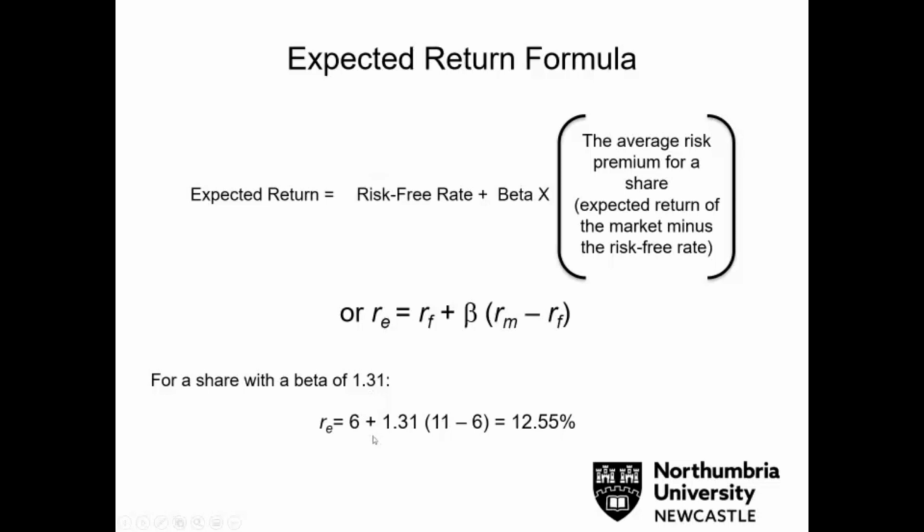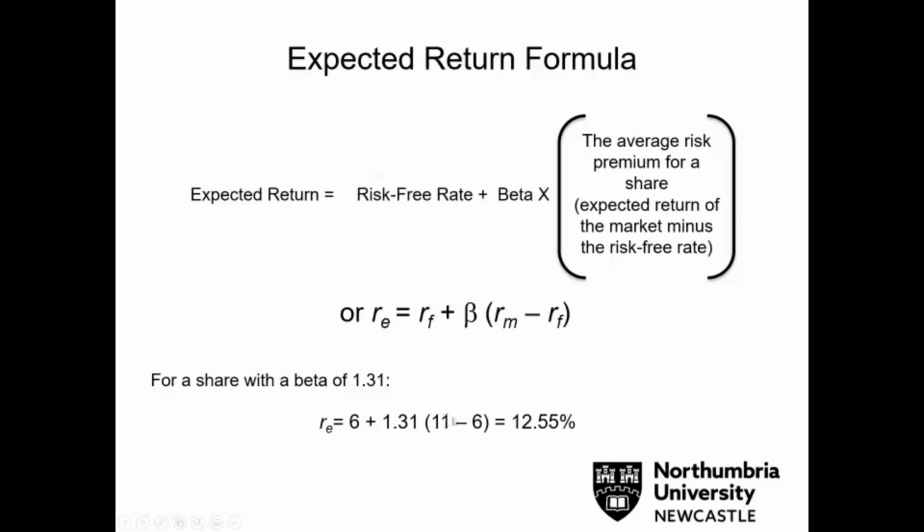So we've just got an example at the bottom. You've got a company, a stock of beta of 1.31, in other words, slightly more aggressive than the market return. That's beta here. We can clearly see the risk-free rate is 6%, market return being 11%, then the required rate of return is 12.55. And that makes sense because it's slightly more aggressive than the market.